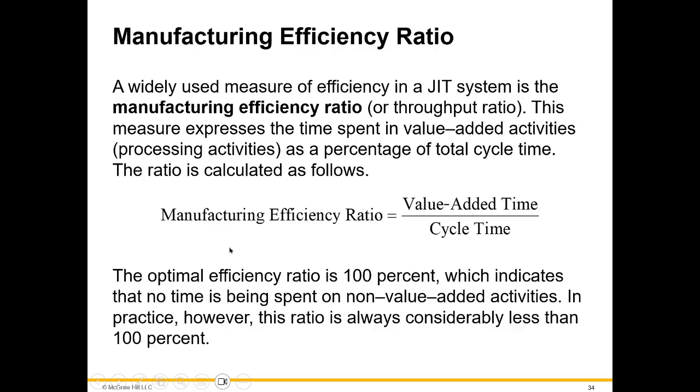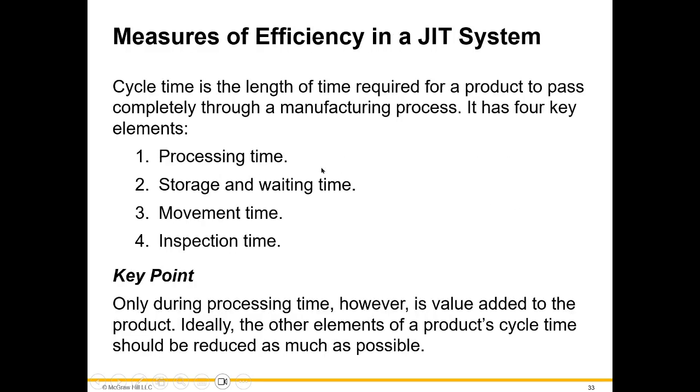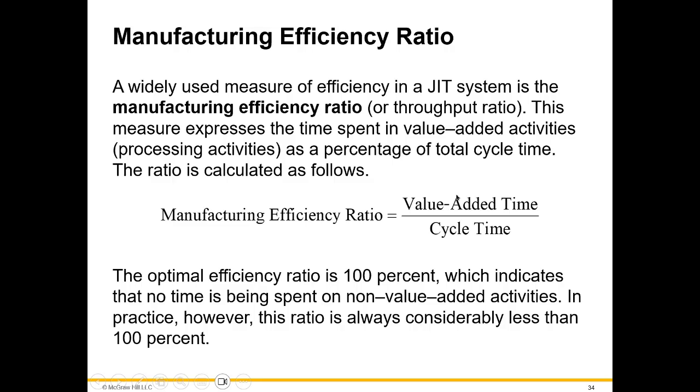And we have a ratio here called the manufacturing efficiency ratio. This ratio says, let's compare the value added time, typically this processing time, if that's the one most likely to create value, and divide that by the total cycle time. Now, we're never going to get to 100%. That would be ideal, that would be optimal, but it's usually well below. But this is something that we can track, this cycle time. Remember, we're trying to get efficiency in the process, and to get that efficiency requires reducing cycle time.